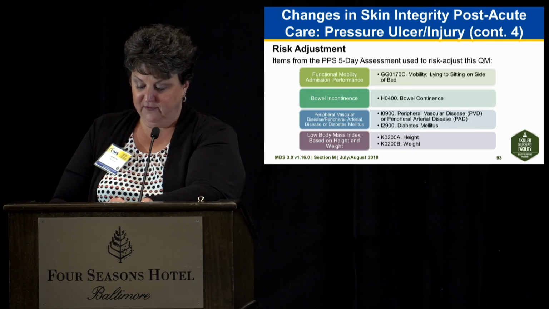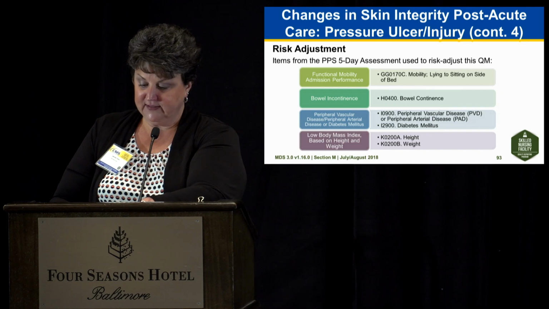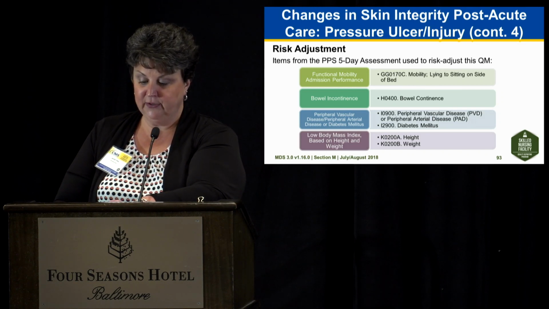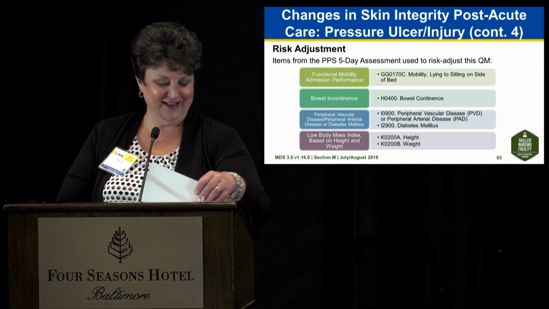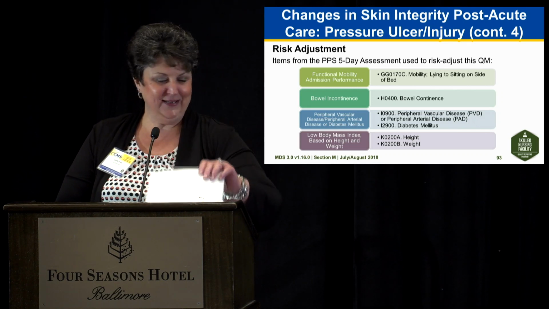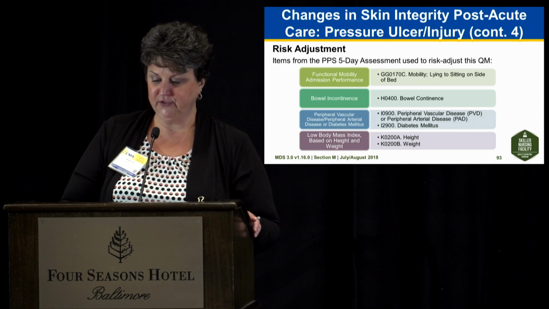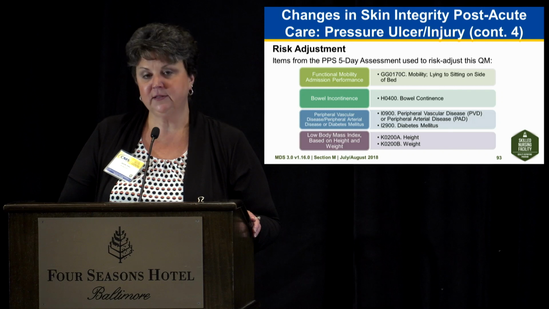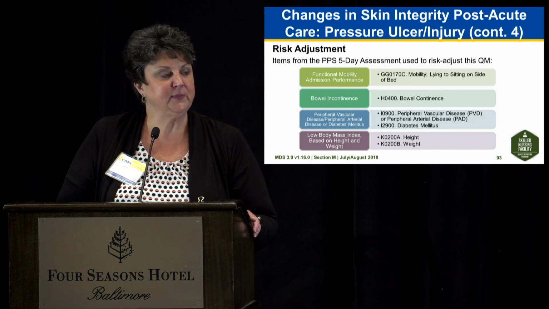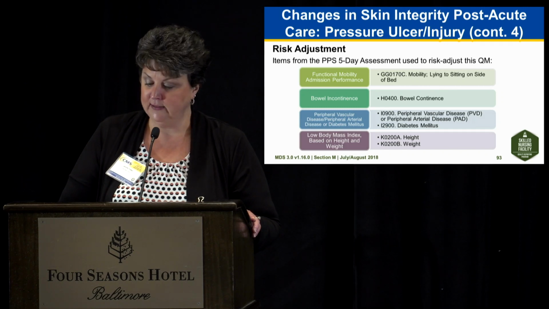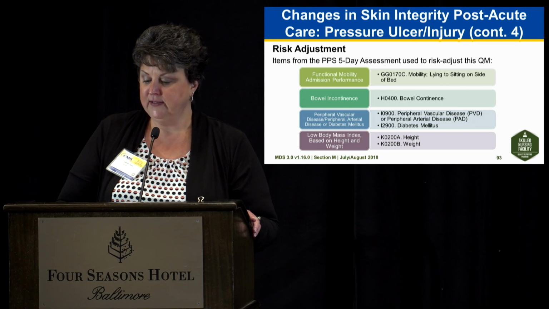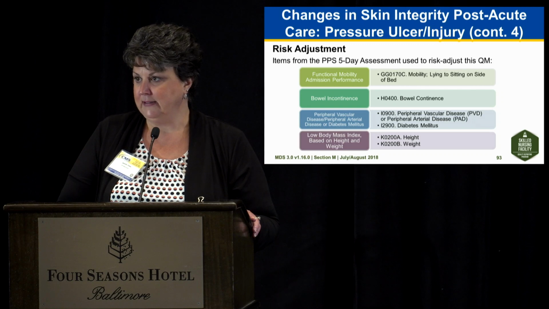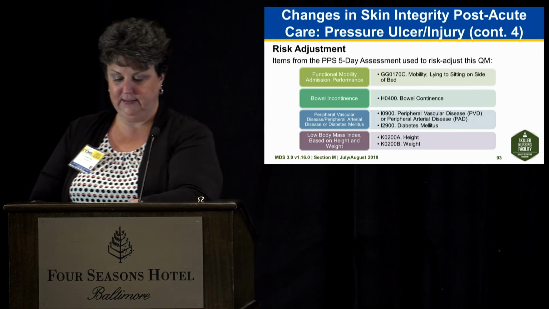The next is PVD or PAD, so peripheral vascular or peripheral arterial disease, which is I0900, and I2900 is diabetes. If either of those is checked, that is the covariate. And then BMI. The BMI doesn't appear in your MDS, but it is calculated with the height and weight. So the covariate is if the BMI is less than or equal to 19.